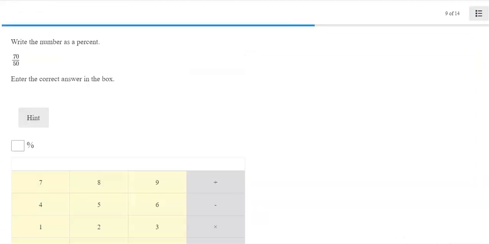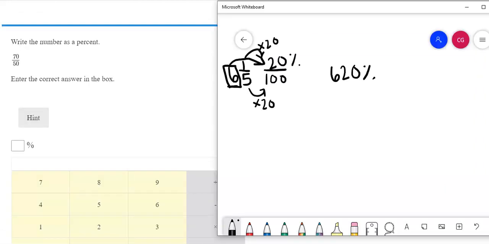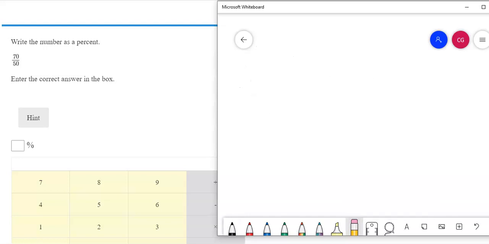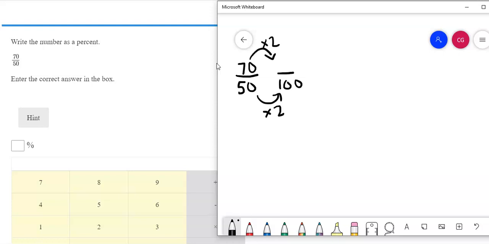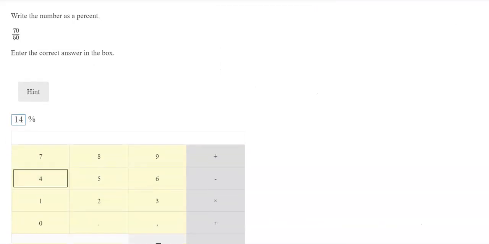Number 9, 70 over 50. You can choose to divide this, or you can change that bottom number to 100, because I can easily change 50 to 100 by multiplying by 2. If I multiply by 2 on bottom, I'm going to multiply by 2 on top. 70 times 2 is 140, which is 140%. I know this number down here needs to be 100 because percents are out of 100. So I get 140 right here.